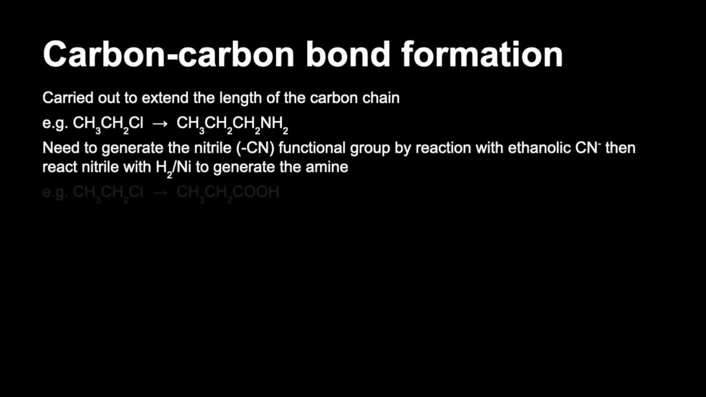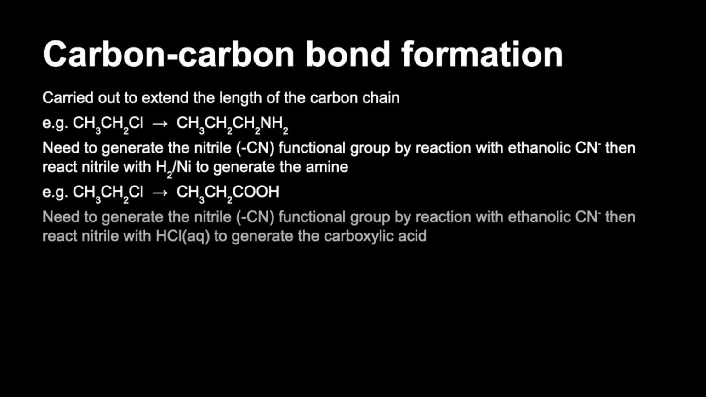The other example I've got is going from a haloalkane to a carboxylic acid, but the important thing here is we're going from 2 carbons to 3. So we do the same thing again at first, generate the nitrile functional group, and then we would react it to get the carboxylic acid with aqueous HCl.